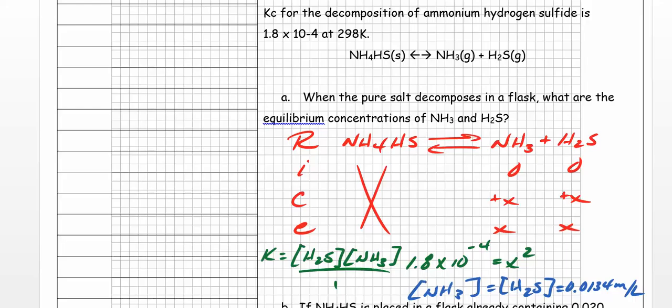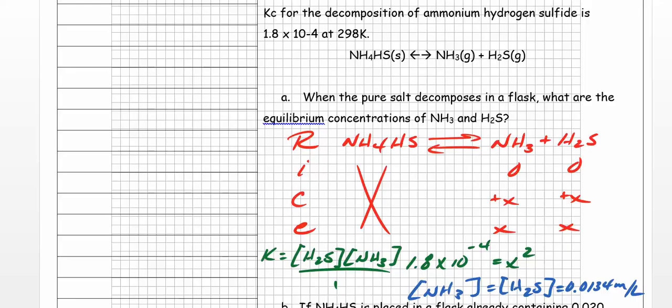All right. Now let's take a look at a problem that is very interesting because it involves a solid. The decomposition of a solid into gas. It says Kc for the decomposition of ammonium hydrogen sulfide is 1.8 times 10 to the minus 4 at 298 K. So here's the reaction. It's NH4HS solid in equilibrium with NH3 gas and H2S gas. It says, when the pure salt decomposes in a flask, what are the equilibrium concentrations of the NH3 and the H2S?